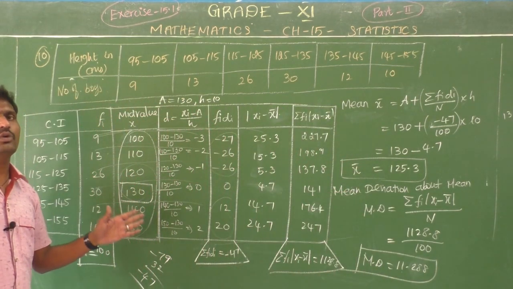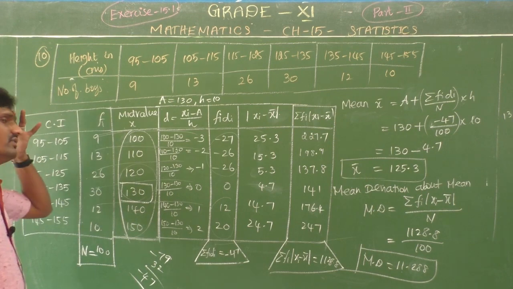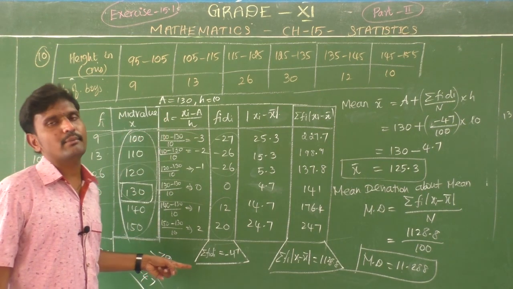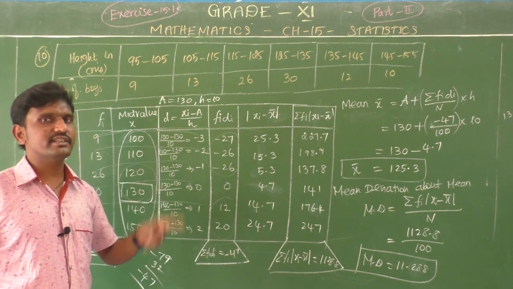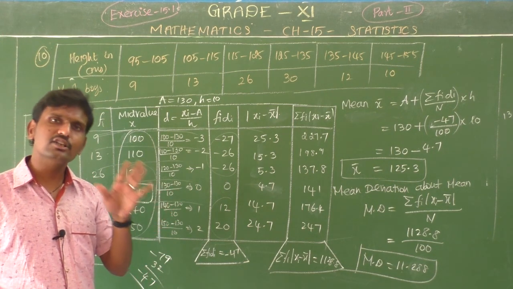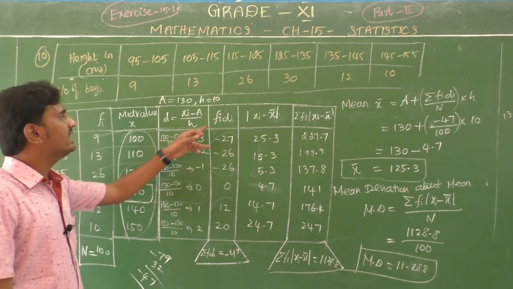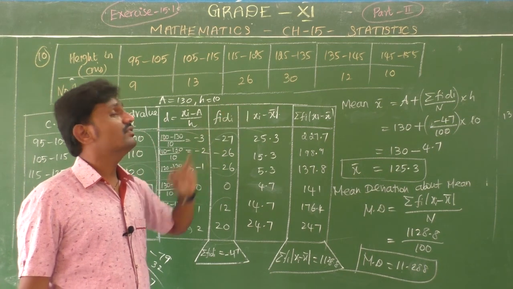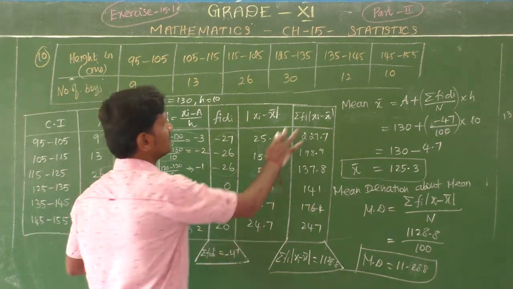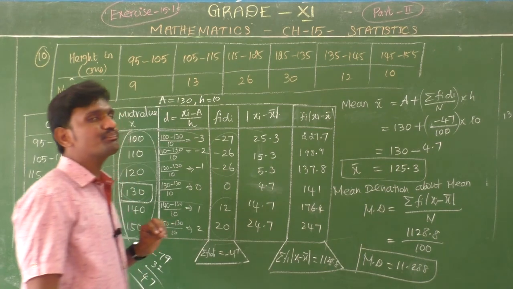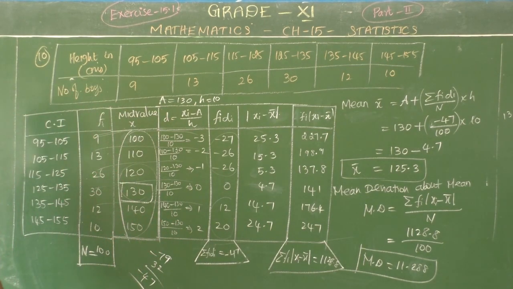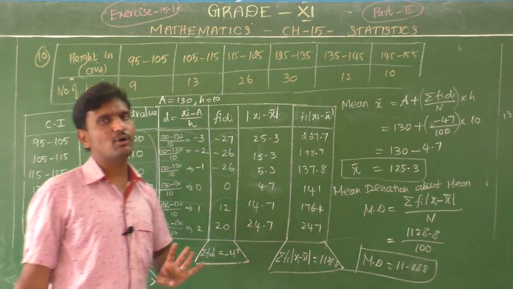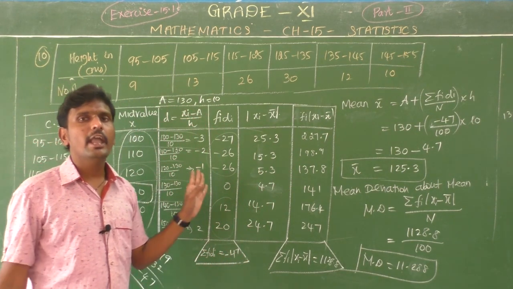Okay, it is some big work. Listen carefully. So class interval and after that xi, then mid value, then d. I am using the step deviation method. Instead of the step deviation method, you can take the assumed mean method also, no problem. Then Fi di, then modulus of xi minus x bar, then Fi into modulus of xi minus x bar, finally only the summation. After that, the mean deviation about mean. Okay, have you got it, children?